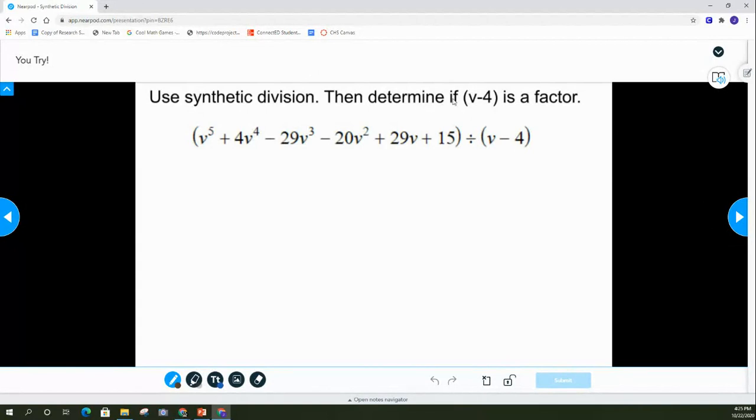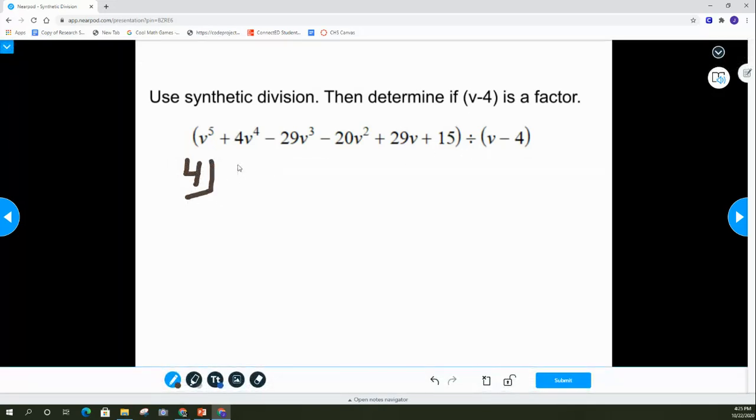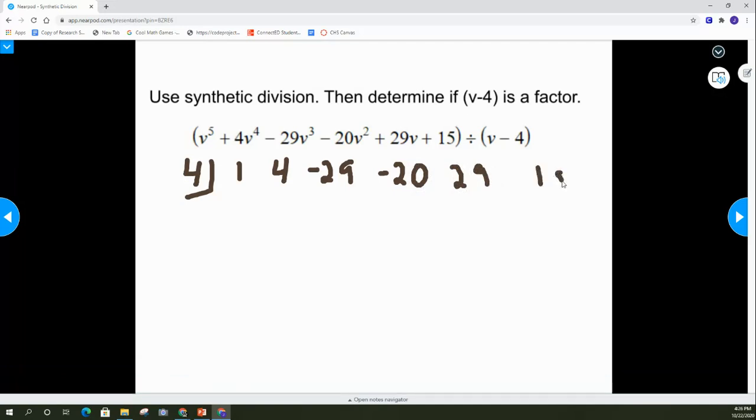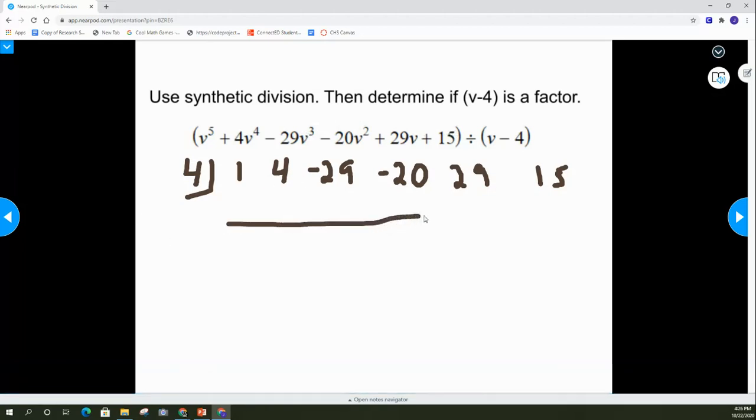All right, another one, let's determine if v minus 4 is a factor. So we've got to set this up. 4 in the divisor box. Then we've got a 1, a 4, negative 29, negative 20, 29, and 15. Again, no zeros because I have all the terms, right? I have the 5th degree, 4th, 3rd, 2nd, 1st, and the constant. So I don't have any missing terms.